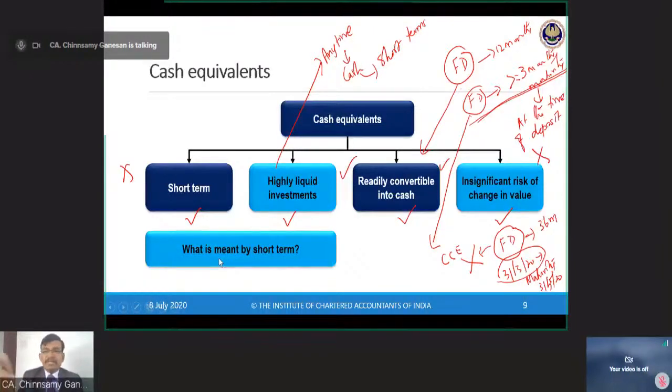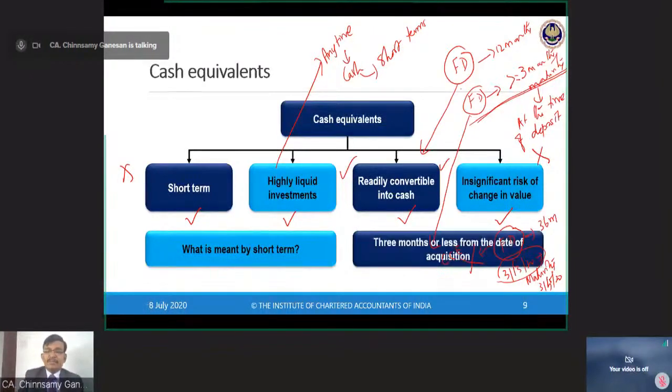What is meant by short term? I have said 3 months or less. That is from the date of acquisition. That is what is important. Here I have said at the time of deposit, that is nothing but the date of acquisition of the deposit. On the date of investment in that particular FD, it should be 3 months or less maturity period. That is what is called a short term. Even if one condition is not satisfied, based on our discussion, it cannot be cash and cash equivalent.